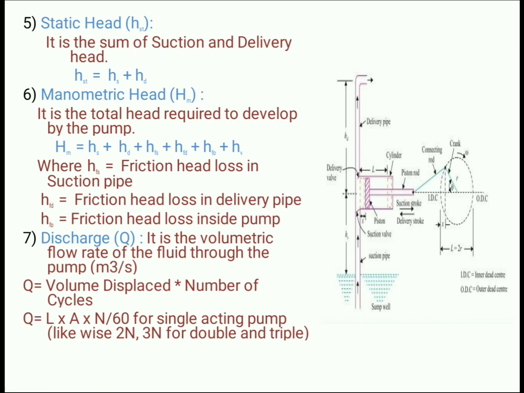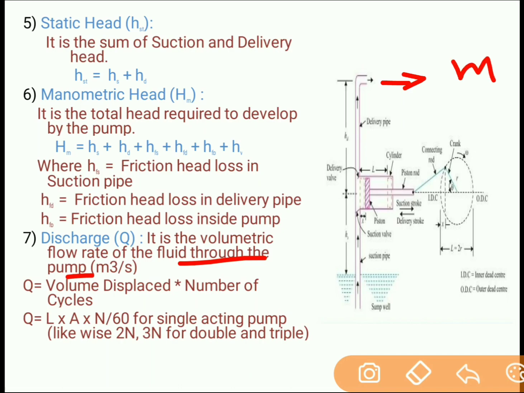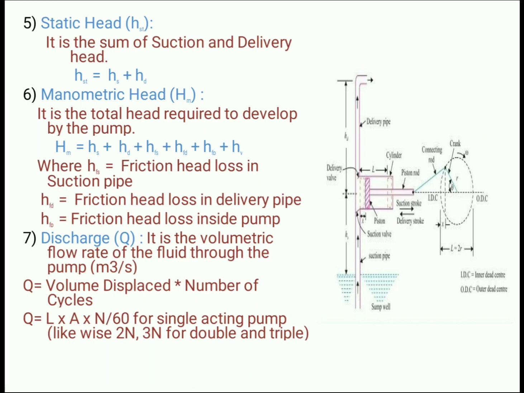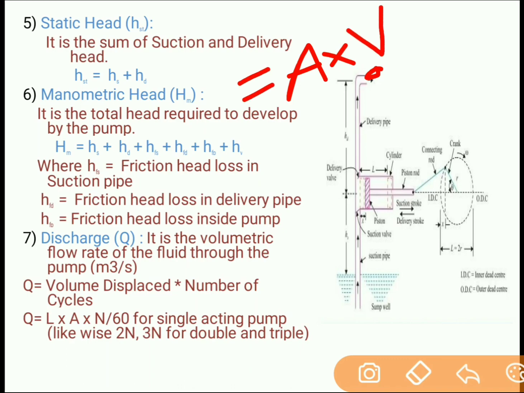Now let's move to the next terminology, discharge. Discharge is the volumetric flow rate of the liquid through the pump. As the liquid is transferred to the delivery pipe, it will have a certain velocity, which can be calculated in meter per second. Let's say the area of the pipe at the delivery pipe is A. If we multiply the area of the pipe by the velocity, we get the discharge. So discharge is equal to cross-sectional area into velocity.